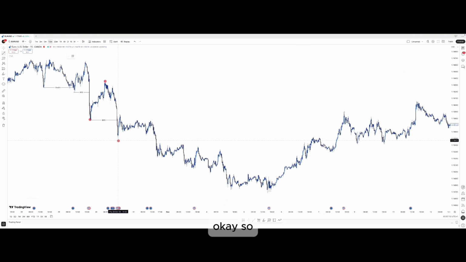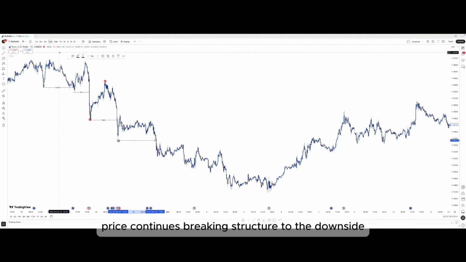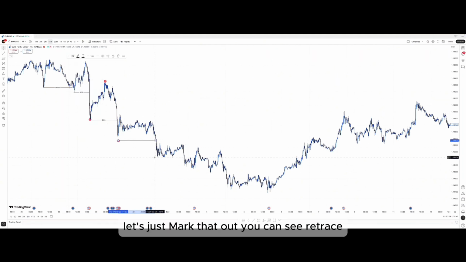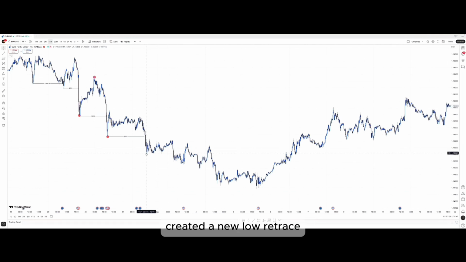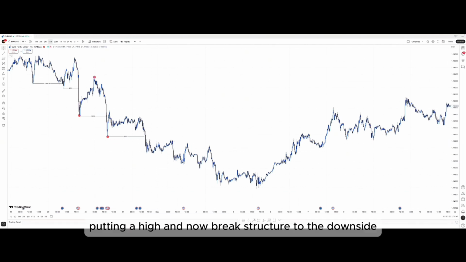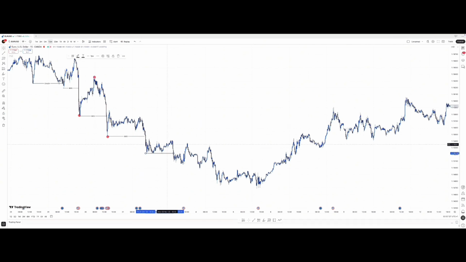Okay, so you can see price continues breaking structure to the downside. Let's just mark that out. You can see retrace, put in a high, broke structure, created a new low, retrace, put in a high, and now break structure to the downside. Again, put in a new low.